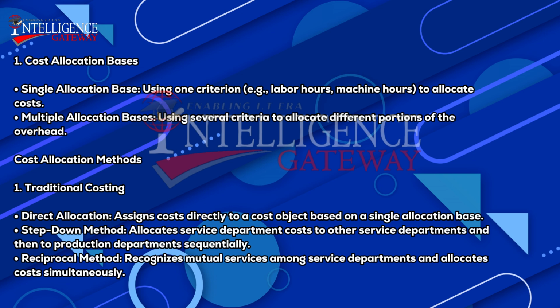2. Cost allocation bases. Single allocation base, using one criterion, e.g., labor hours, machine hours, to allocate costs. Multiple allocation bases, using several criteria to allocate different portions of the overhead.